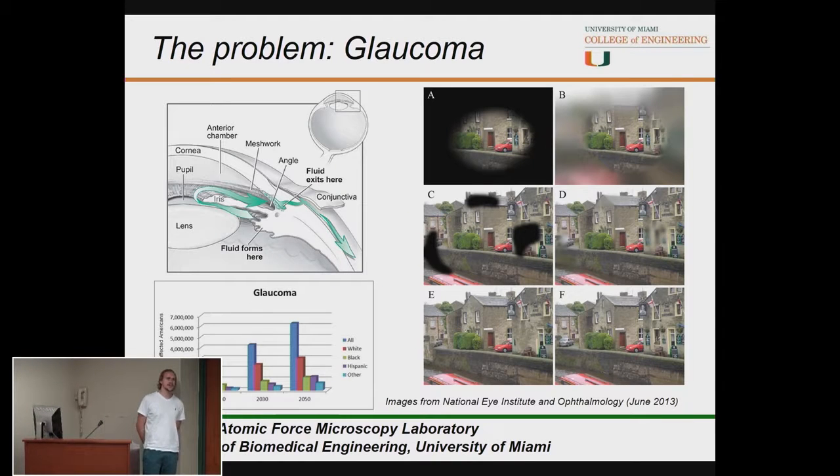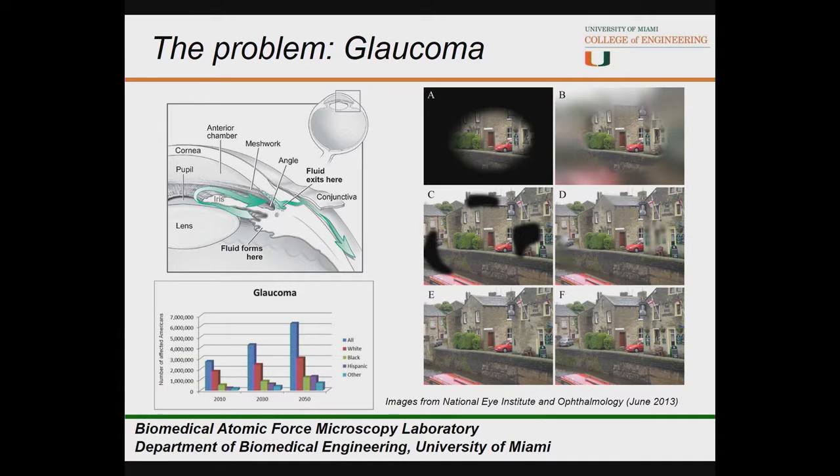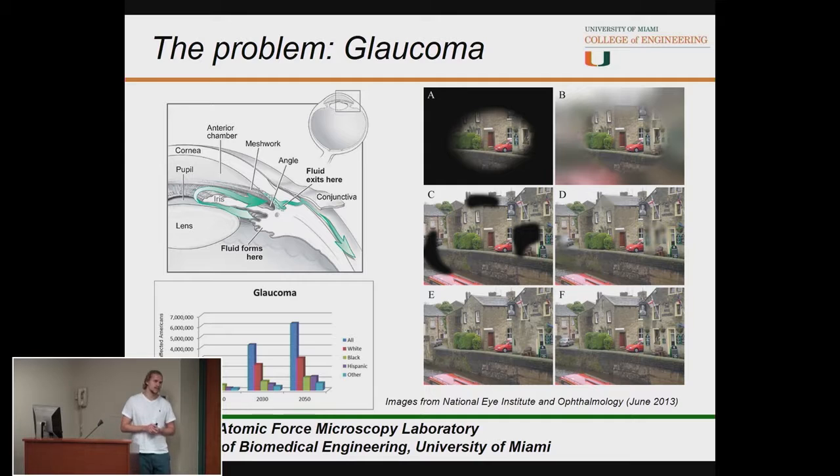So, what is glaucoma? Glaucoma is a disease of the eye that leads to optic nerve degeneration and retinal ganglion cell death. Glaucoma affects around 60 million people worldwide, making it the #1 cause of irreversible visual impairment.